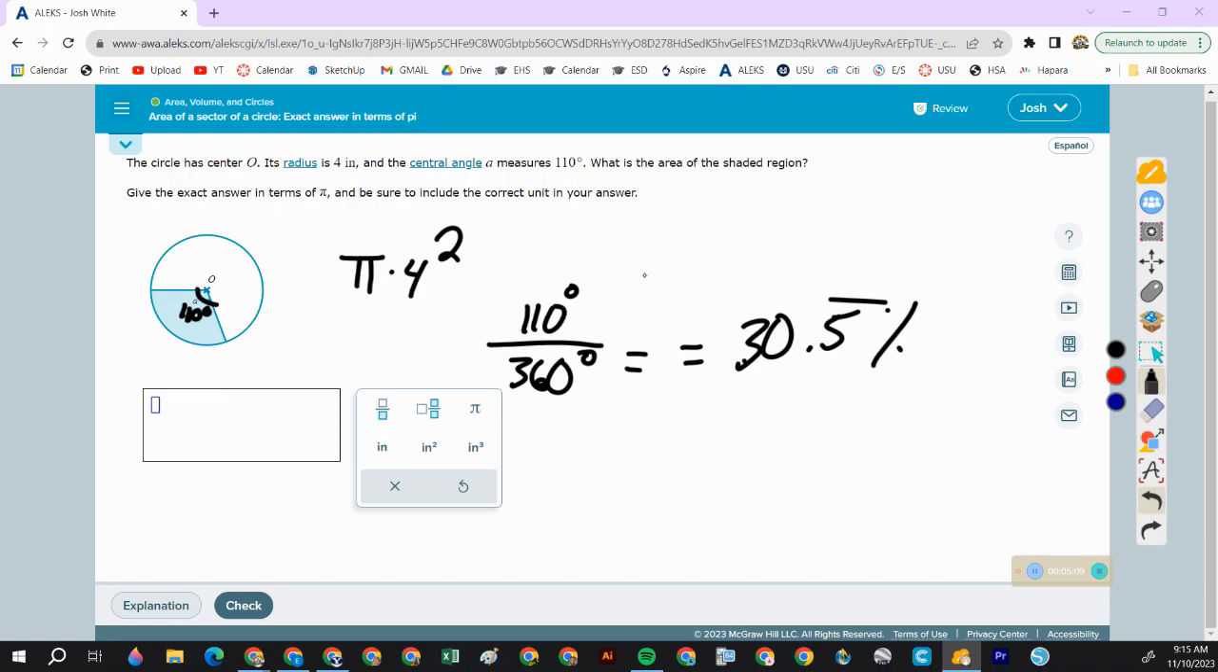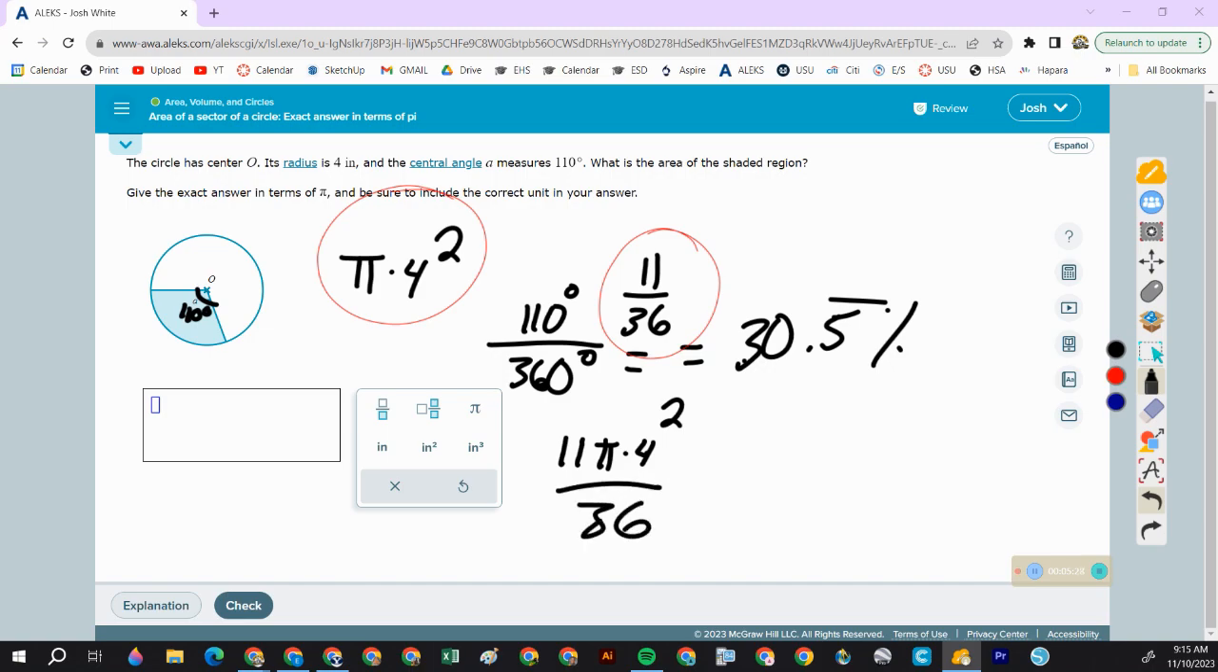So, well, it wants an exact answer, so we're going to do 11 over 36. So this is the area of the entire circle, and this is the percentage of our piece of pizza. So we just multiply those together, and I get 11 pi times 4 squared over 36. And one of the 4's turns the 36 into a 9. So I get 44 pi over 9. And then this is in inches squared. And this time it doesn't want the decimal answer. It wants what's called the exact answer.